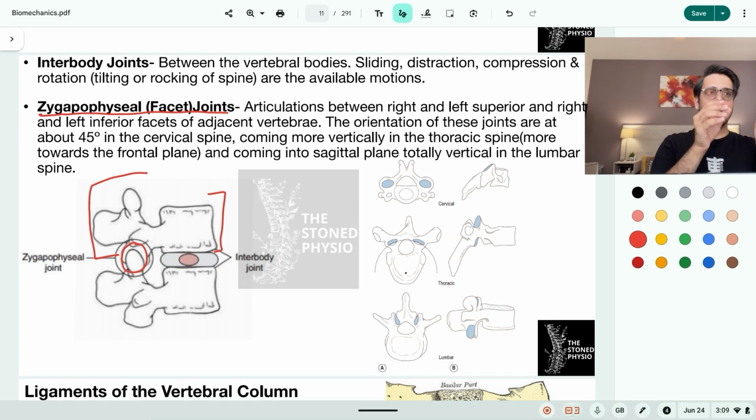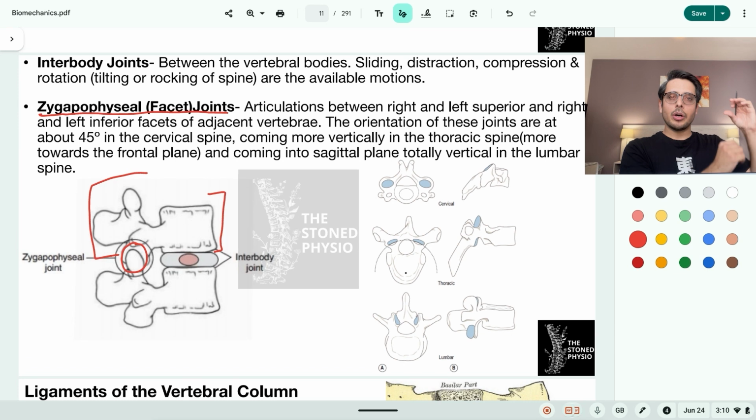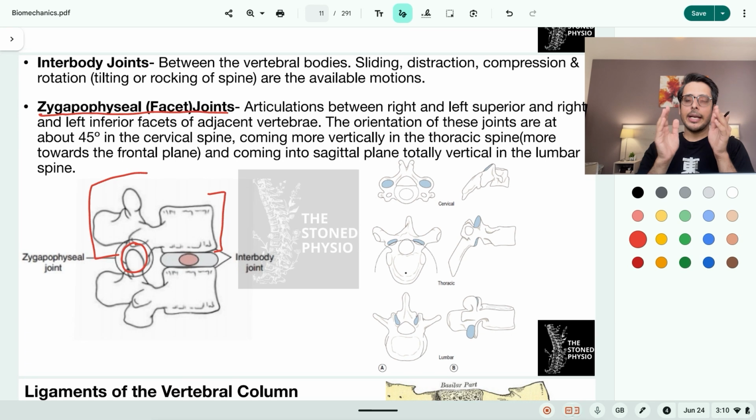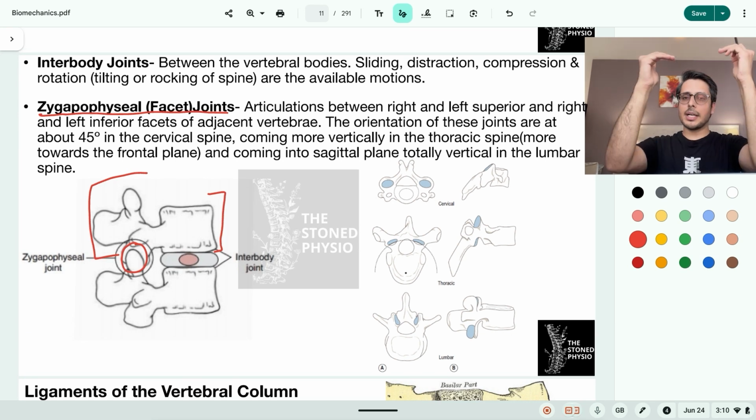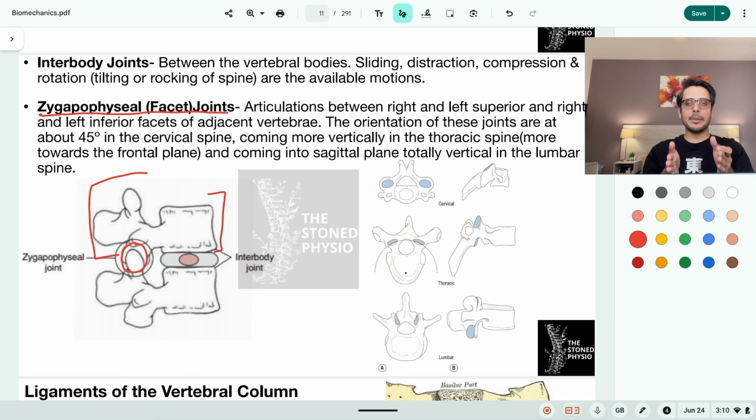Okay, and if we talk a bit more about the facet joints, between each two vertebrae we have a right facet joint and a left facet joint, and the combination of all these facet joints, one over the other, forms the articular pillar. We have a left articular pillar and a right articular pillar. So these are the two joints between two vertebrae, but this is not all the joints that we get to see between the vertebrae.